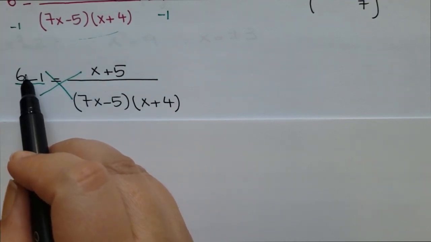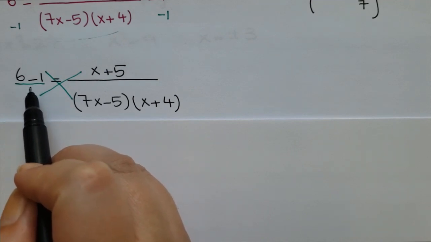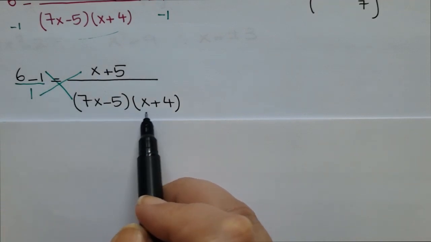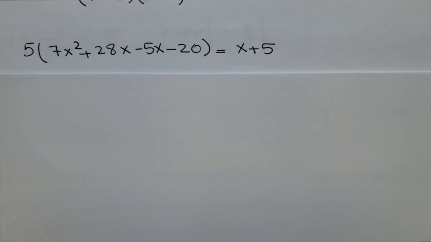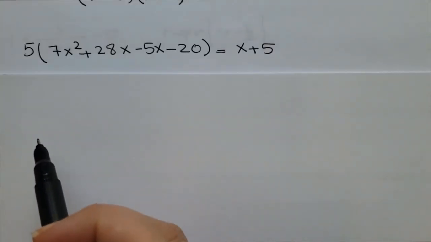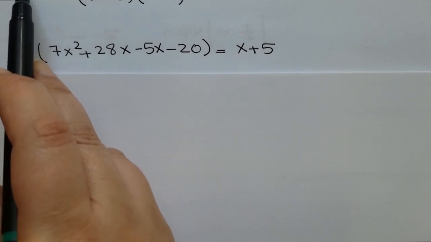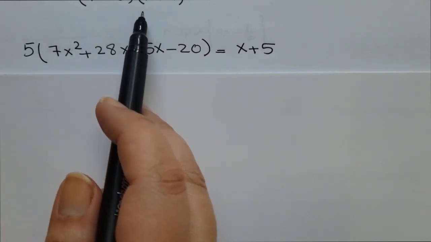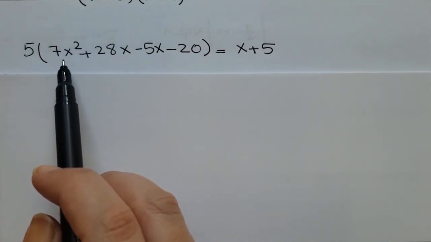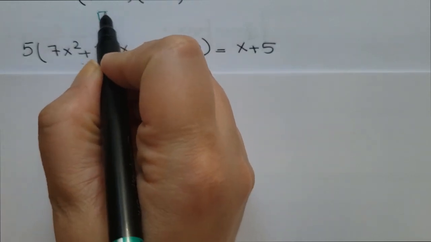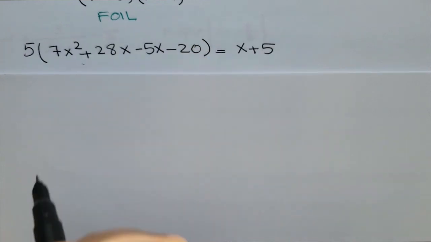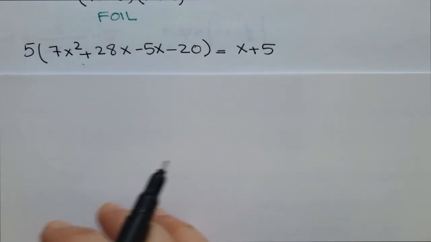So 6 minus 1 is 5. 5 times these two brackets, 1 equals 1 times x plus 5. Here what I'll do, 5 multiplied by these two brackets. So I just did the multiplication. You can use the FOIL rule. Remember, there is a video. If you don't remember, you can watch the video on the FOIL rule.